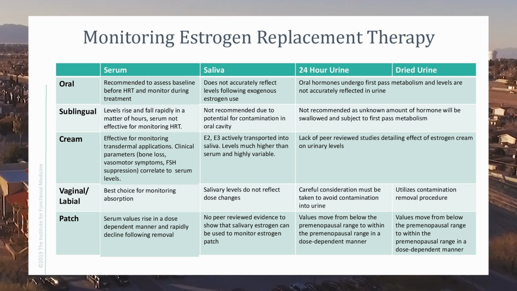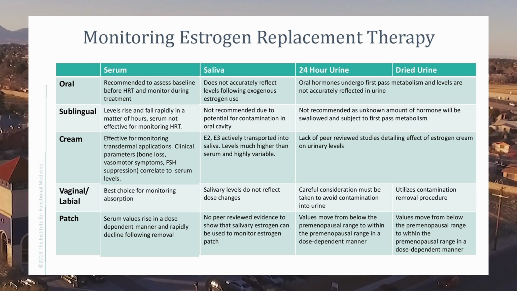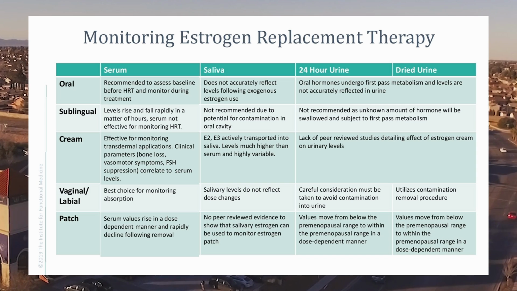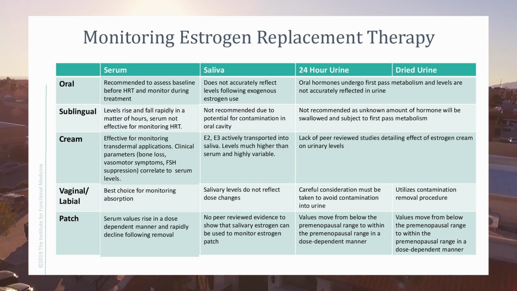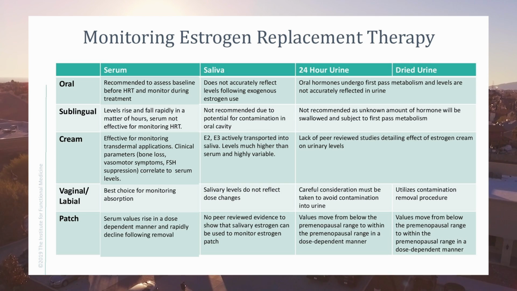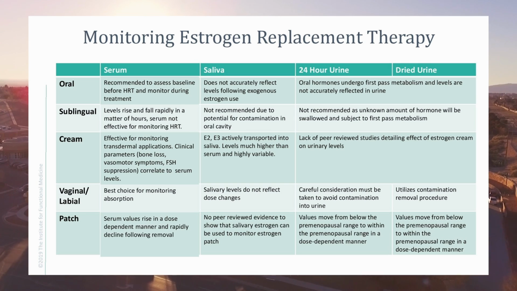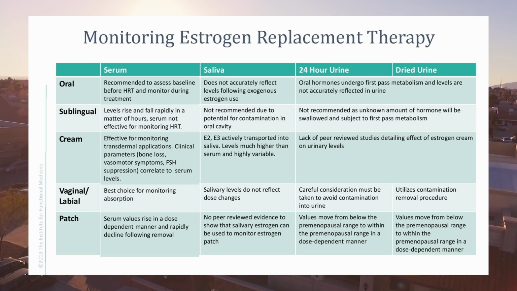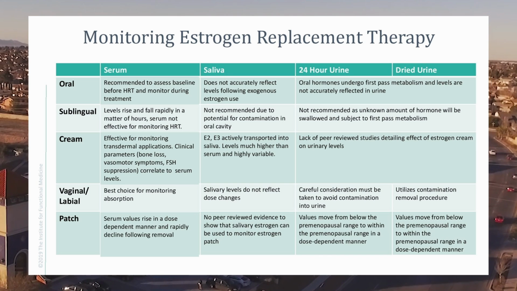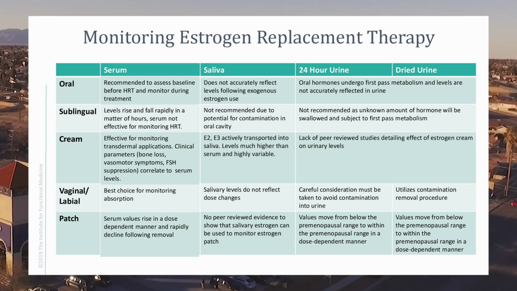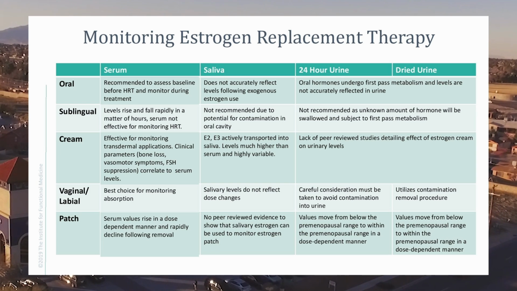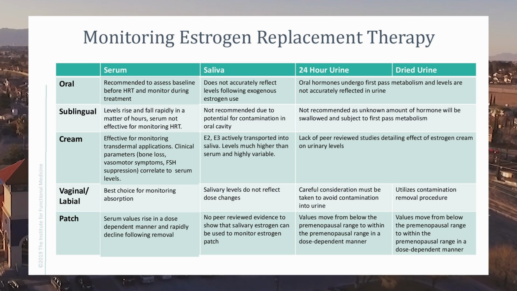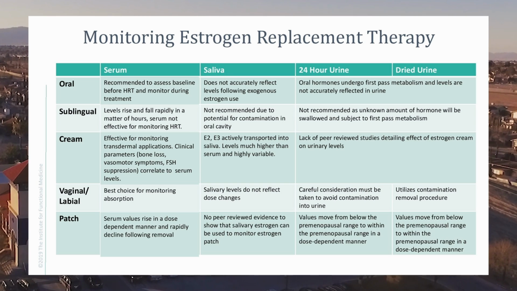Now, if you're using oral estrogen, it's recommended to get a serum baseline before HRT and then monitor during treatment. If you're doing oral estrogen, salivary levels really don't reflect the exogenous estrogen use at all, so they're not very helpful. And with oral estrogen, any oral hormones undergo first pass metabolism in the liver, and the levels are not really accurately reflected in the urine. So if you're doing oral estrogen replacement therapy, really the only way to assess it is with serum. It's okay, because we're going to convince you with the module you probably don't want to be using oral estrogen anyway.